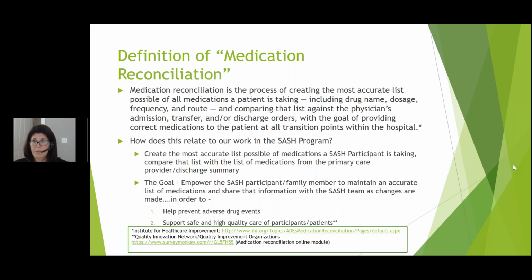We want to help our participants create the most accurate list possible of their medications, and compare that list with the medications from the primary care provider and discharge summary, either or, whichever you have available. The goal ultimately is to empower the participant and family member to maintain their own accurate list of medications and share that information with our team as changes are made, so that we can help and support preventing adverse drug events and support safe and high quality care of our participants, especially as they enter and leave the medical system, the inpatient system.